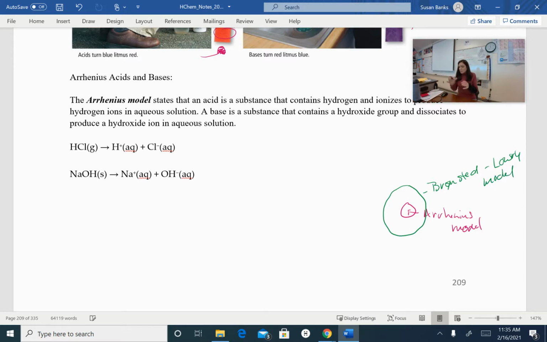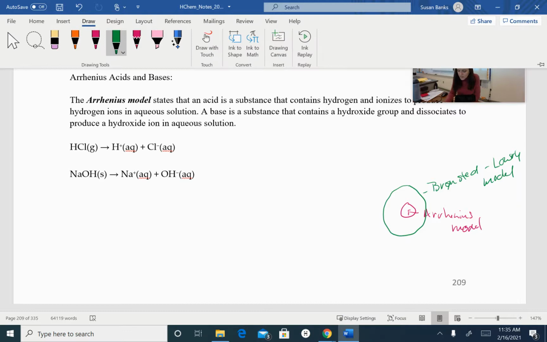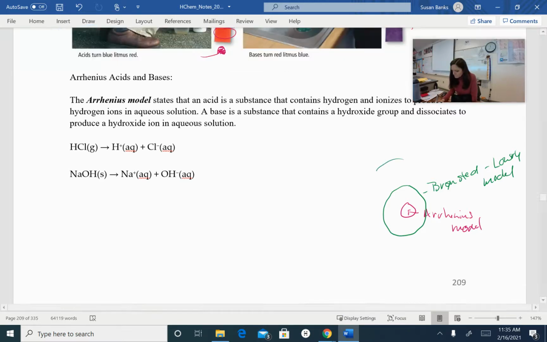And then to be even more inclusive, we would have our Lewis model. Oh, and it didn't change to orange. This would be our Lewis model.